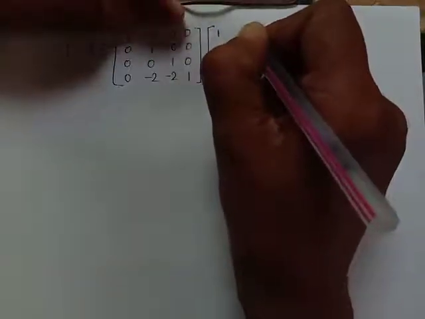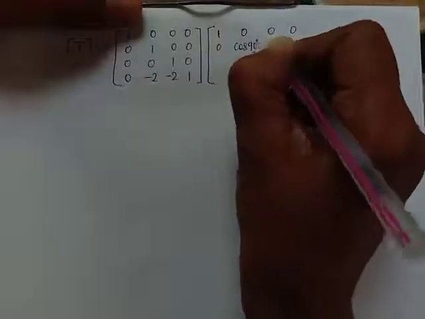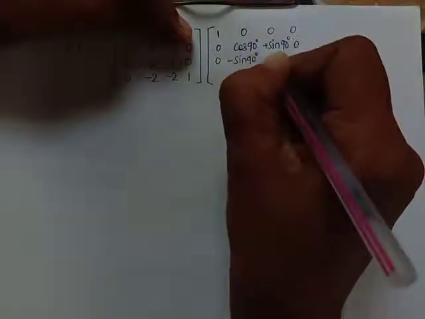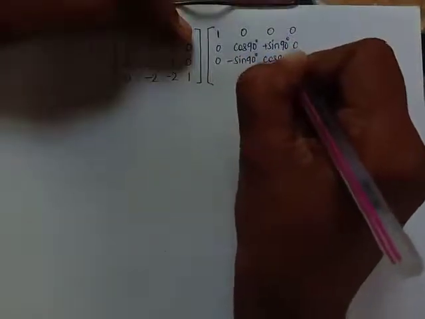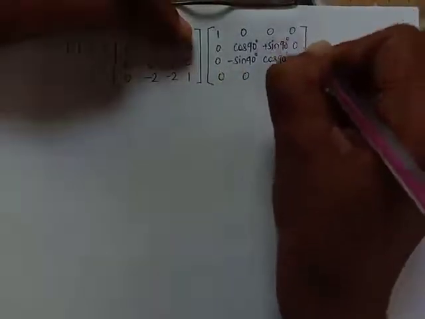Theta is 90 degrees. So 1 0 0 0, 0 cos of 90, plus sine of 90 degree, then 0, right? 0, minus sine 90, cos of 90, 0 0 0 0 1, right?